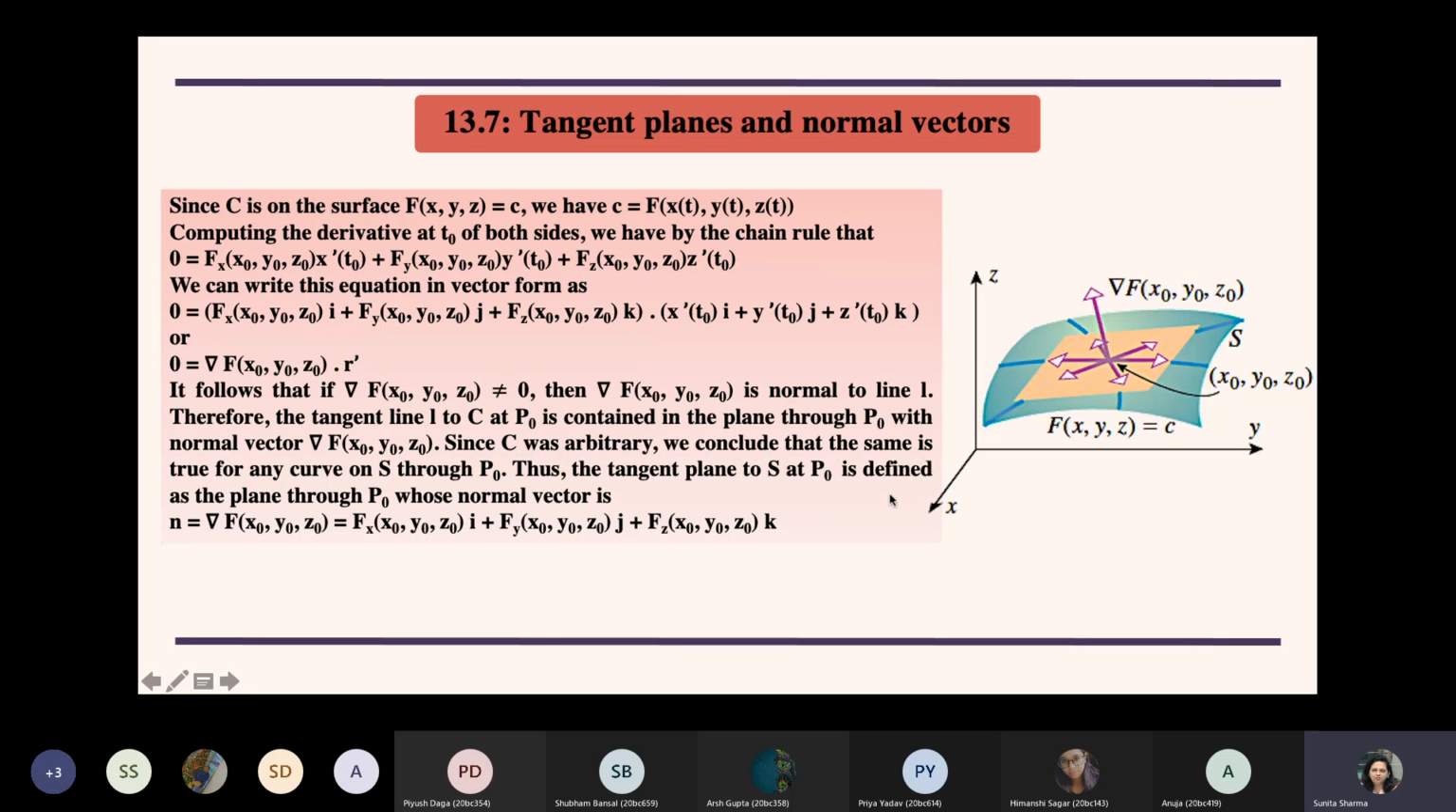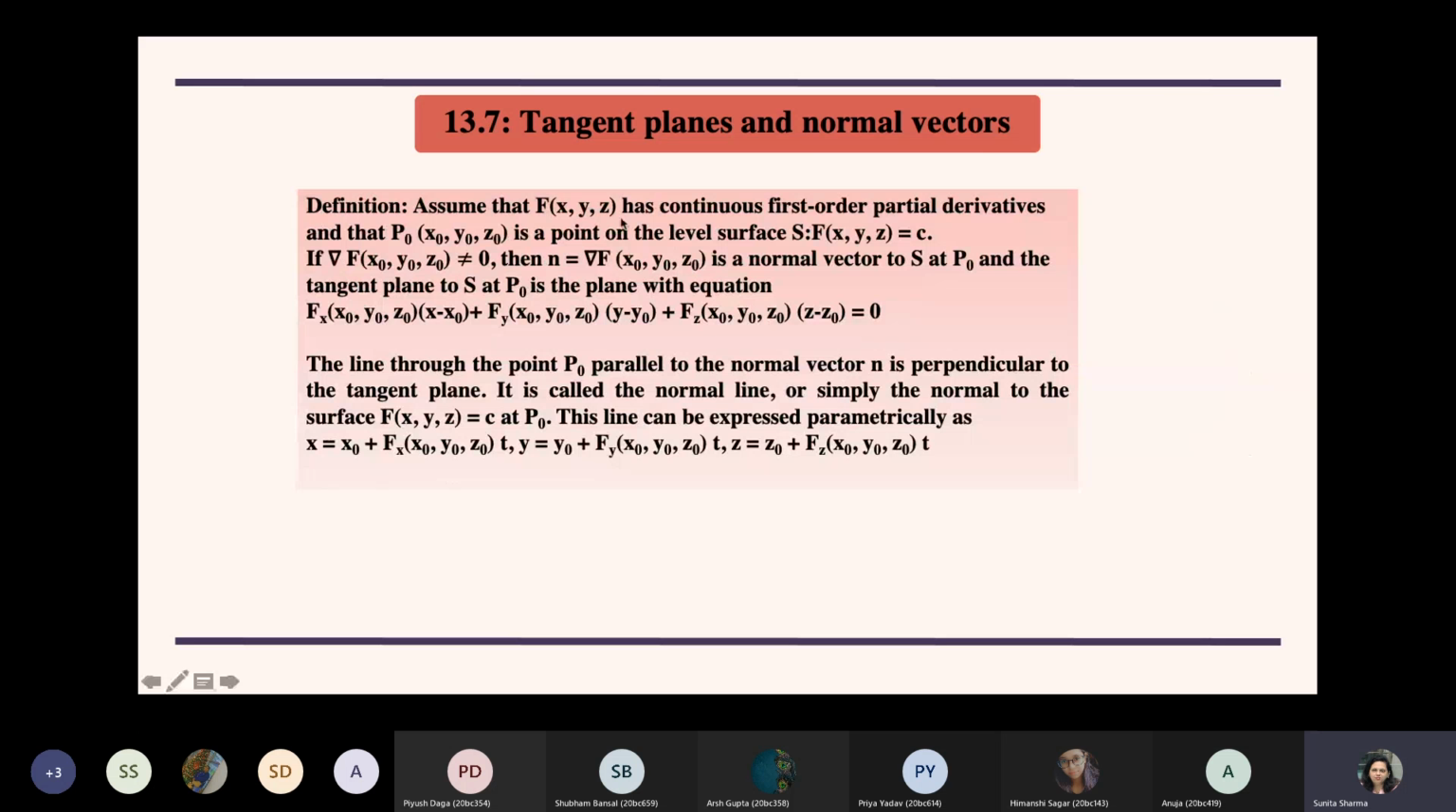So till here, is it fine? How do we get that this is the normal vector? Anyone wants to ask anything regarding this? Okay.